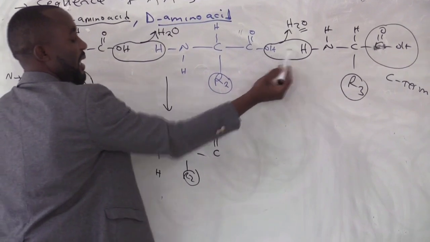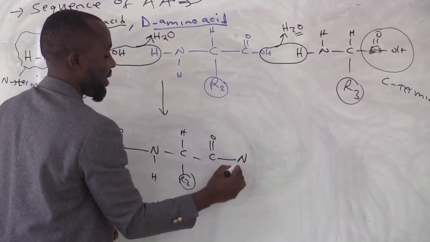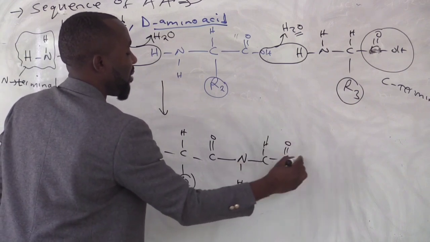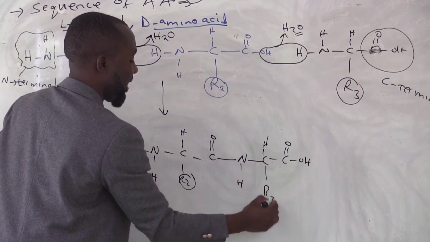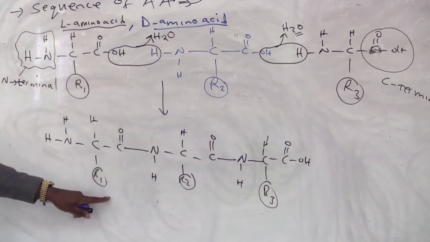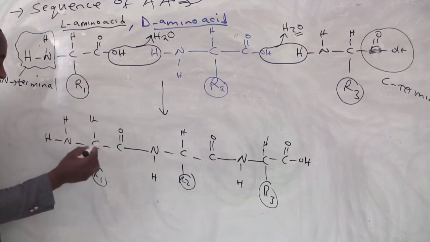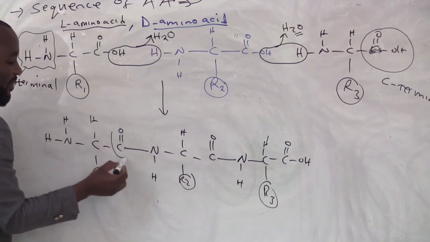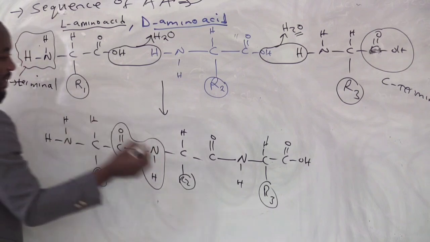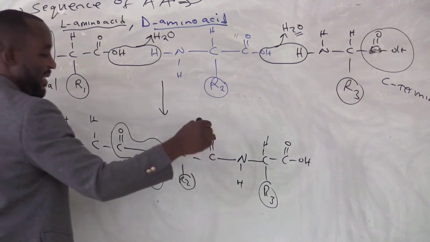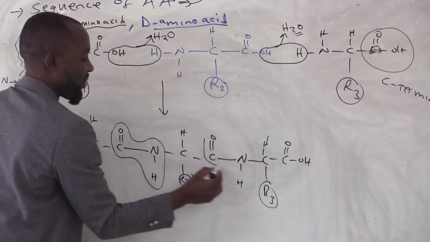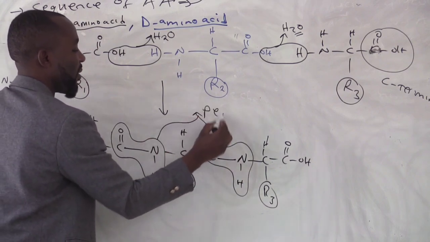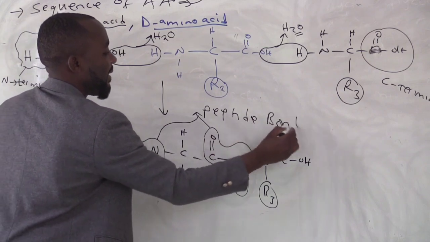Again, we used OH and H, so carbon will bond directly to nitrogen, and then we are going to have CH and then carboxyl group at the end, and this is R3. This is our final structure, and the bond linking the first amino acid to the next one is this one I'm circling here. Even here, the bond linking this amino acid to this one is this one. And the name of this bond that links amino acids is what we call a peptide bond.